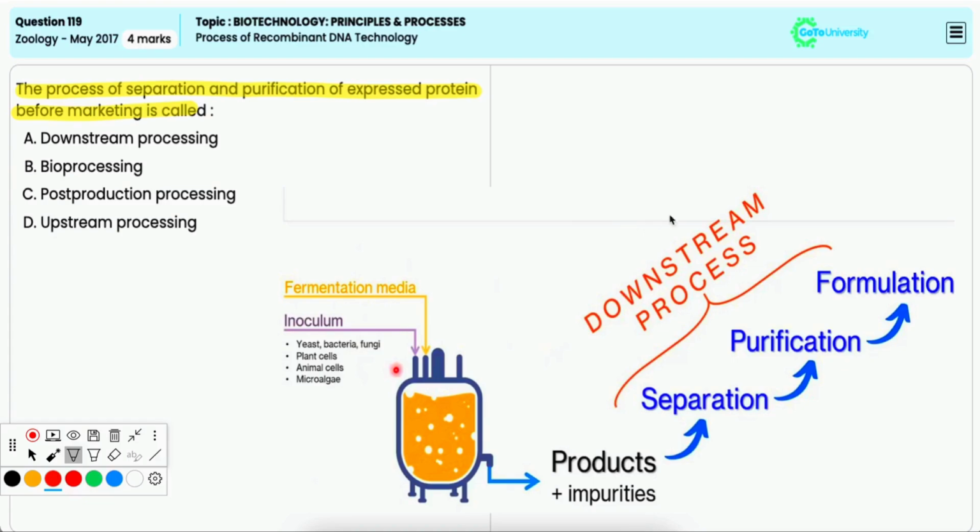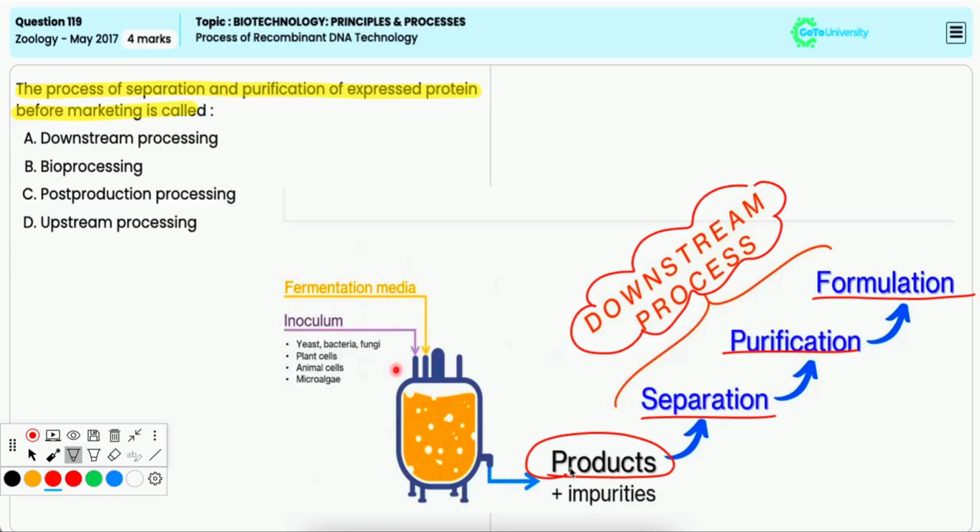Now, downstream processing refers to the process of separation, purification, and formulation of the expressed protein or product after it has been produced in a bioreactor. And it's a very important or critical step before the product can be marketed, ensuring the protein is of high quality and it is free of impurities. Hence, it is the correct option.